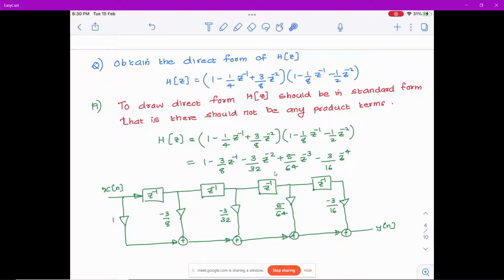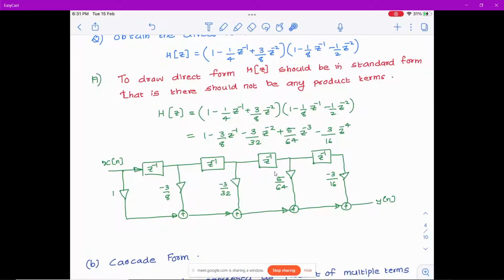remove the brackets, which means you cross multiply. Okay, so 1 into 1 is 1, 1 into minus 1 by 8 z raised to minus 1. So you cross multiply and bring to this form. We can bring it to this form. This is the standard form. Having brought it to this standard form, you do whatever was told earlier.